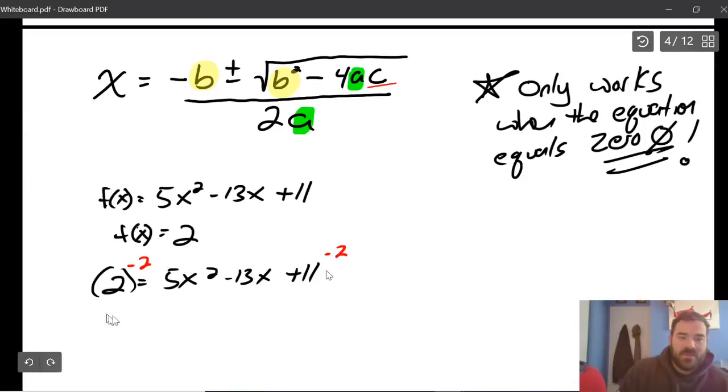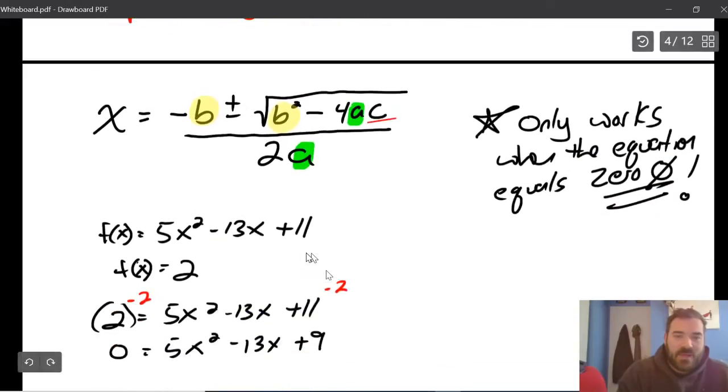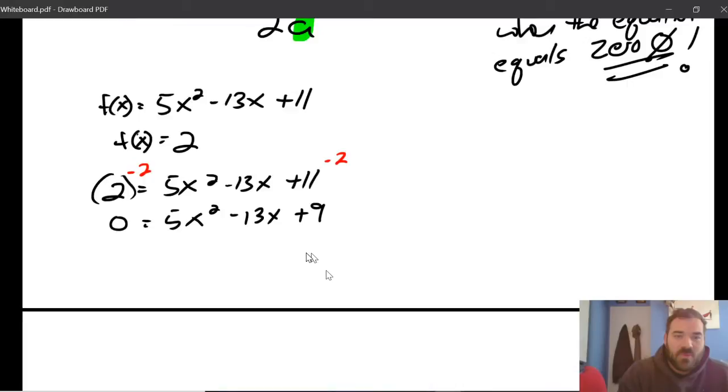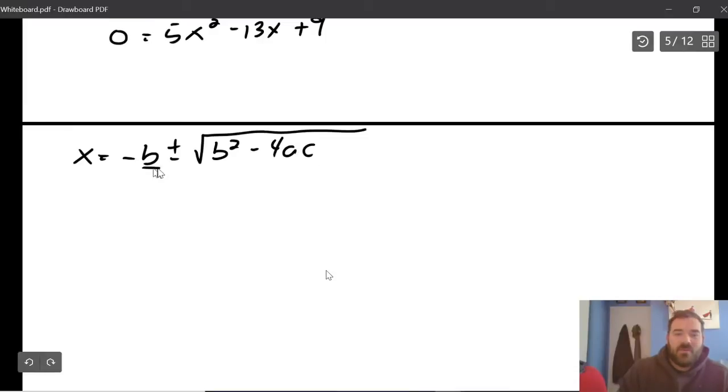And I'm going to get 0 on this side is equal to 5x squared minus 13x plus 9. Great. So now I can take that and plug it into the quadratic formula. So draw it here, x is equal to negative b plus or minus the square root of b squared minus 4ac all over 2a.